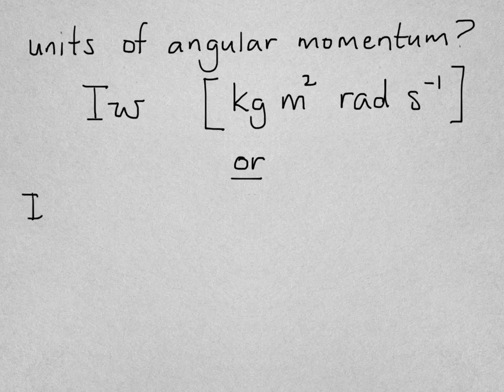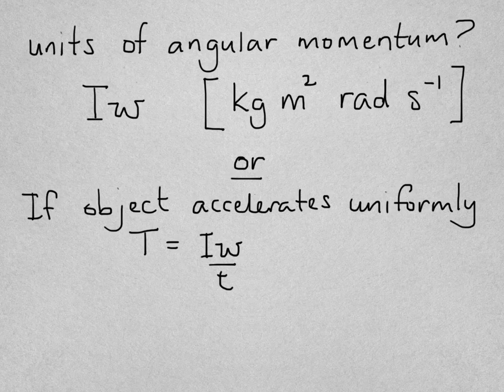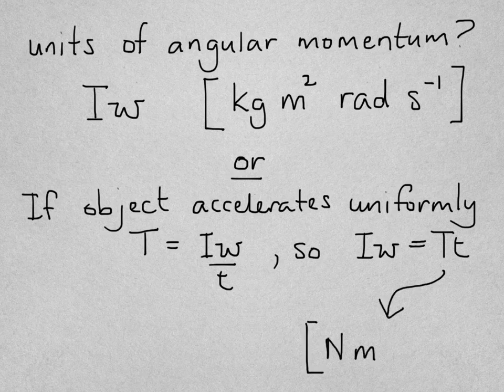Or there is another version. If the object accelerates uniformly, and I mean in an angular sense, then we can say that torque is I omega over t, the change of angular momentum per unit time. So we could rearrange that to write I omega is torque times time, T t. The units of torque are Newton meters, and of course units of time are seconds, so we end up with Newton meter seconds, which perhaps are a little bit easier to remember than that one. Newton meter seconds.